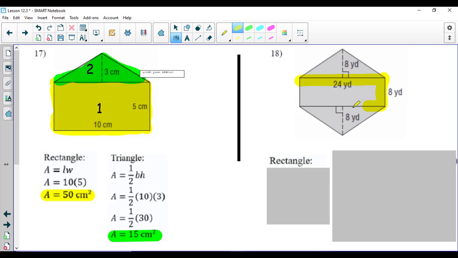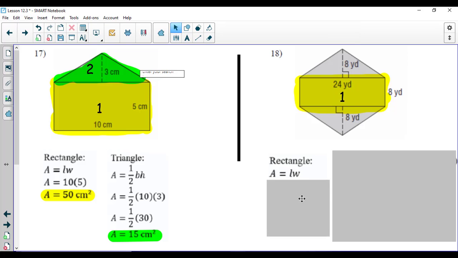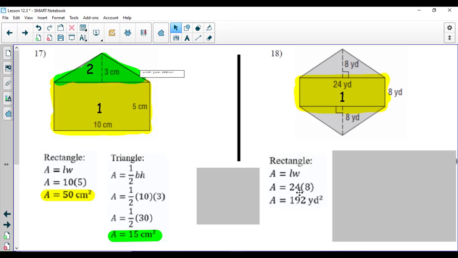So let me go ahead and highlight this rectangle in yellow. We're going to call this region 1. The dimensions of this rectangle are 24 and 8. So we'll do 24 times 8 to get the area. That will get us an area of 192 yards squared.